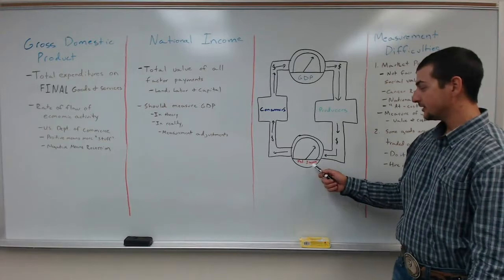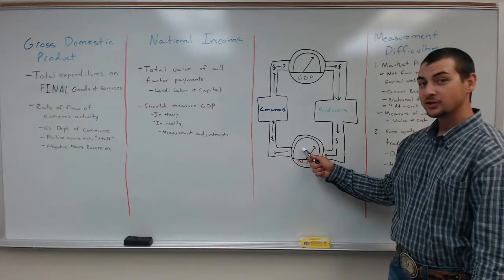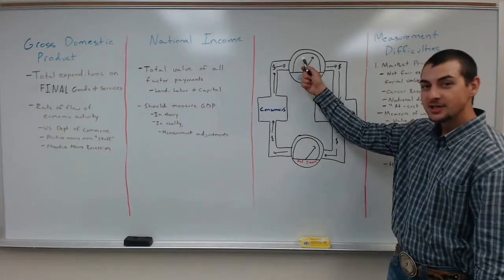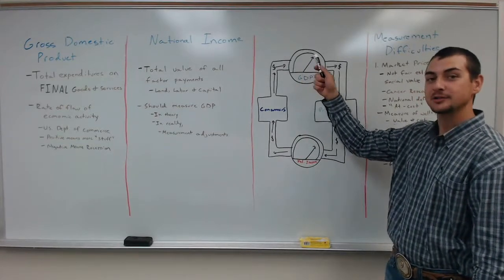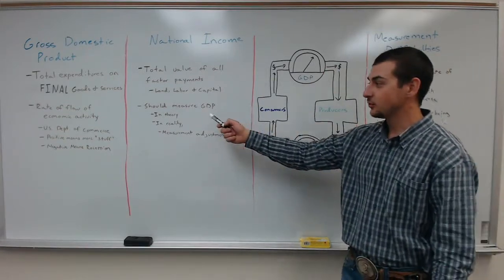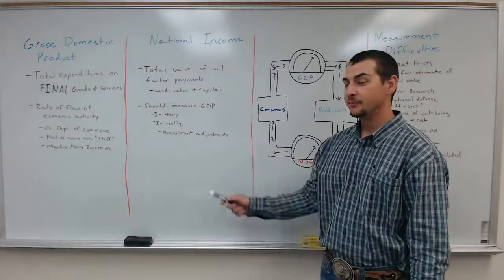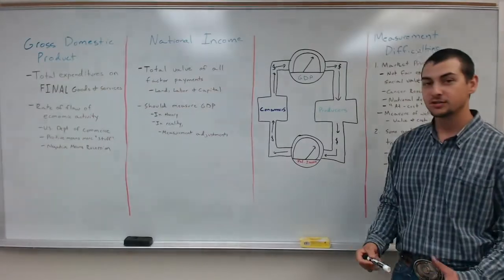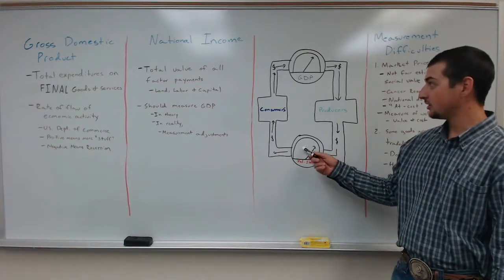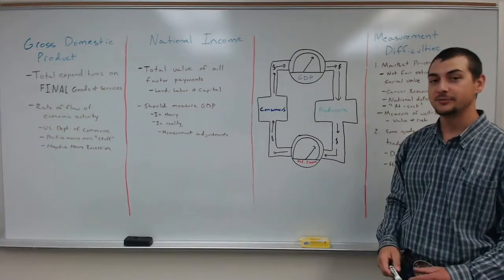The amount that people are earning in these factor earnings, this dollar value of factor earnings, needs to equal this dollar value amount of products being bought. And that's the way it should work in theory. But in reality, we have some measurement adjustments. These measurement adjustments cause the national income and GDP to be slightly different.